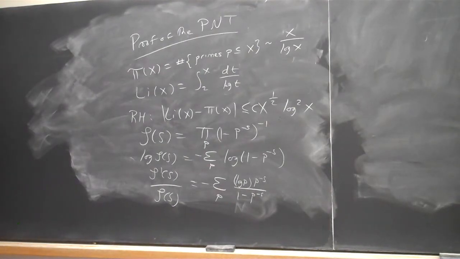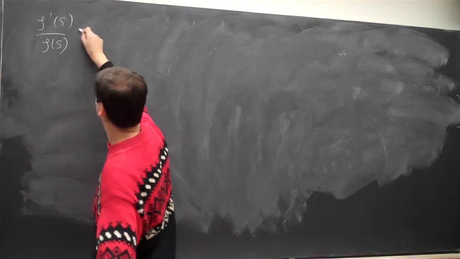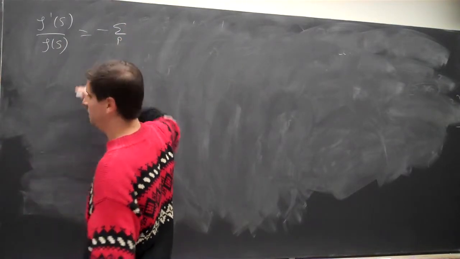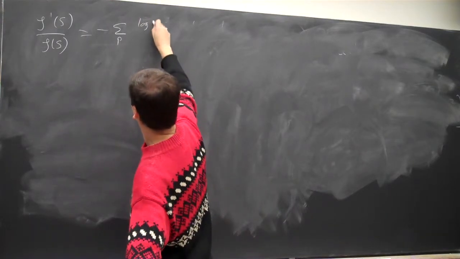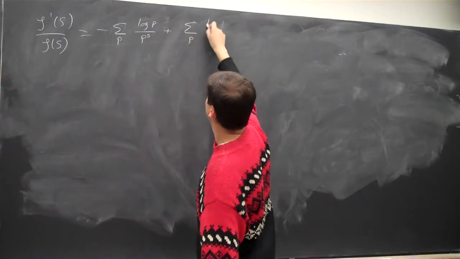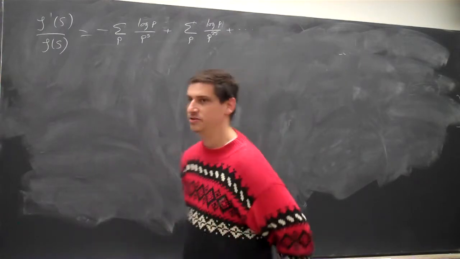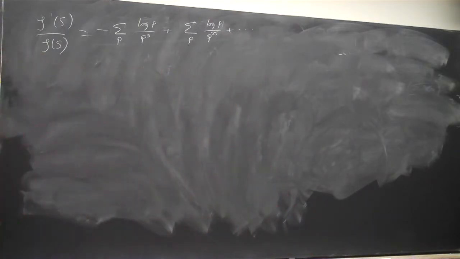Okay. If the numerator wasn't there, it would just be a geometric series. And so what we can do now is we can use the geometric series formula and get zeta prime of s over zeta of s is going to be negative the sum over p of log p over p to the s plus the sum over p log p over p to the 2s, etc., etc., etc. And this is just from expanding the denominator 1 minus p to the minus s.